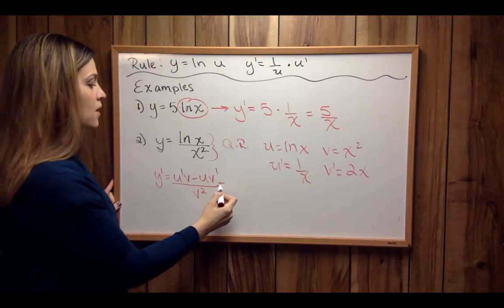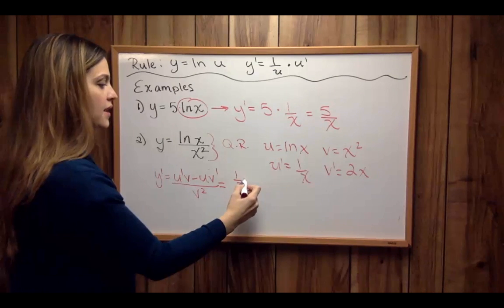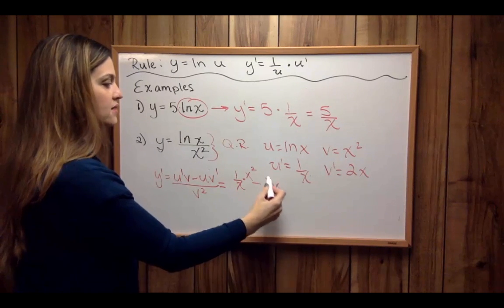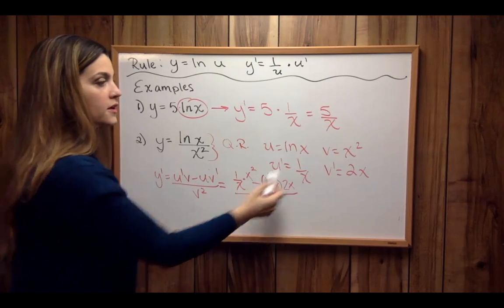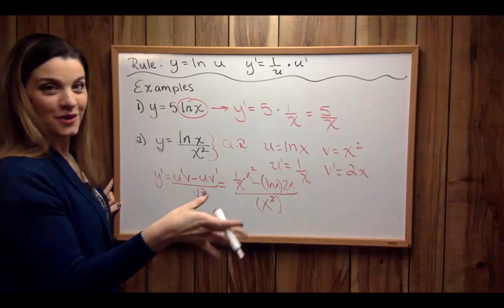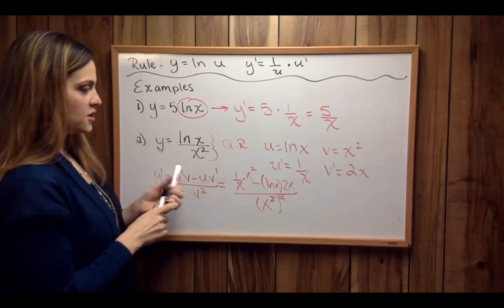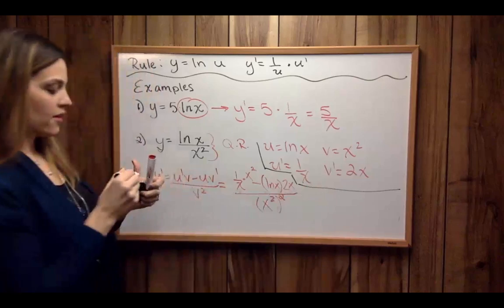Subtraction. u prime is 1 over x. v is x squared. Minus u, ln x, v prime, 2x, all over v squared. So that's, v's already x squared, right? So you're going to square that. Let me just partition this so we see that's not part of our solution.